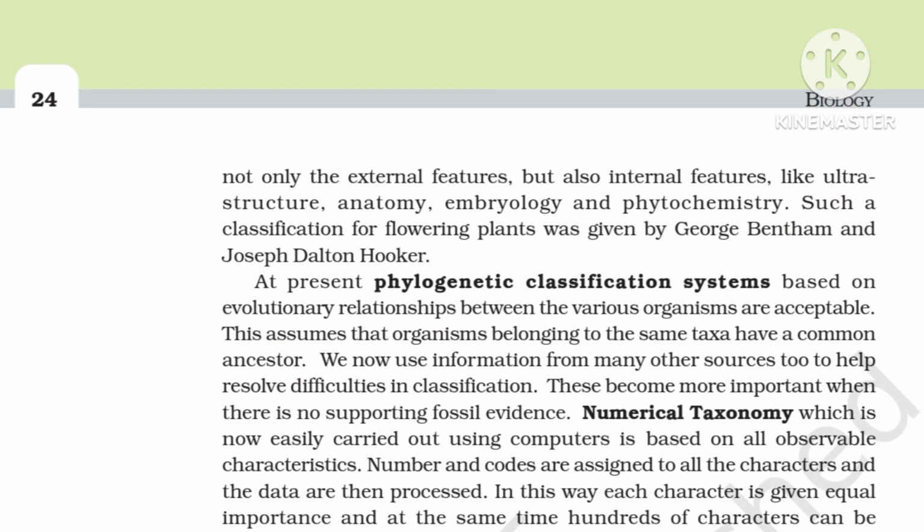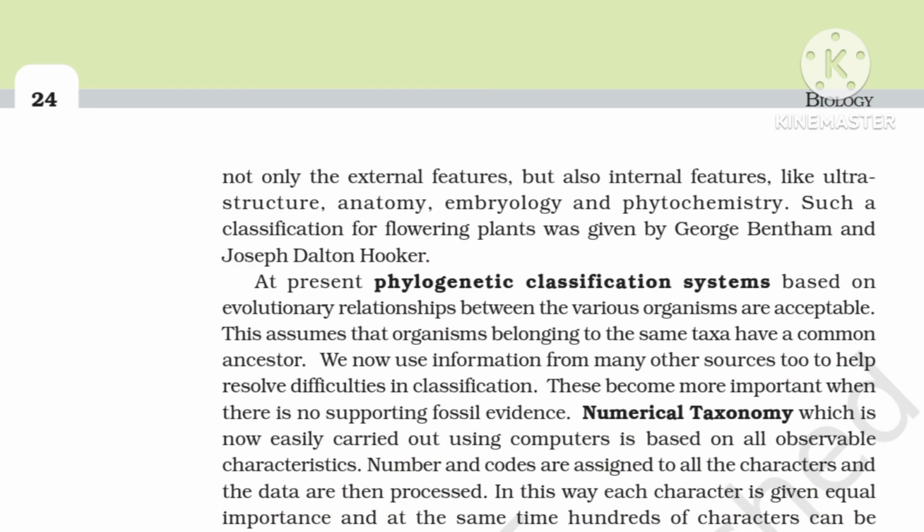We now use information from many other sources to help resolve difficulties in classification. These became more important when there is no supporting fossil evidence. Numerical taxonomy, which is now easily carried out using computers, is based on all observable characteristics. Numbers and codes are assigned to all the characters and the data are then processed.